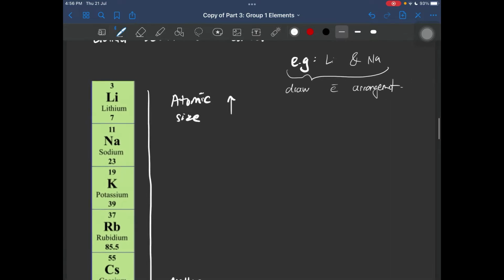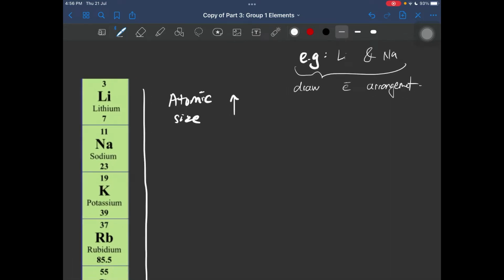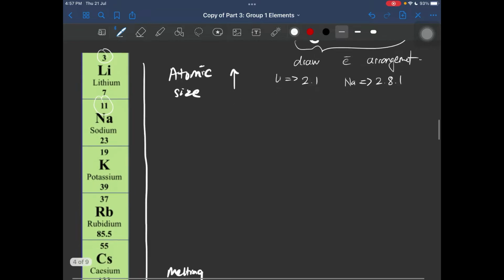Let's go ahead and draw that. For lithium, it has 3 protons, meaning it has 3 electrons. Therefore, the electron arrangement is going to be 2, 1. How about sodium? Sodium has 11 protons, meaning that it has 11 electrons. Therefore, the electron arrangement is going to be 2, 8, 1. Now, let's draw the electron arrangement. We're going to have lithium here, and then we're going to have sodium here.